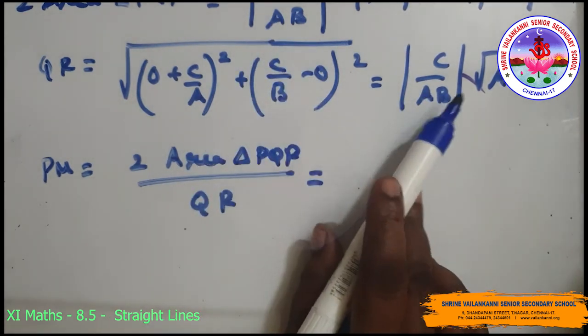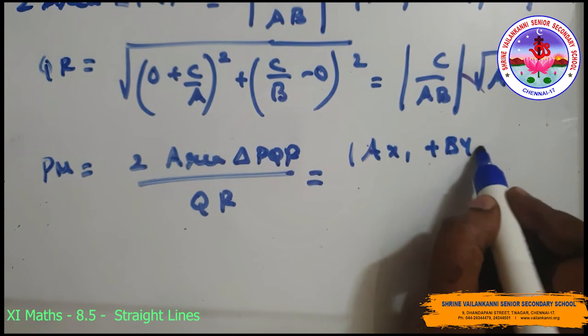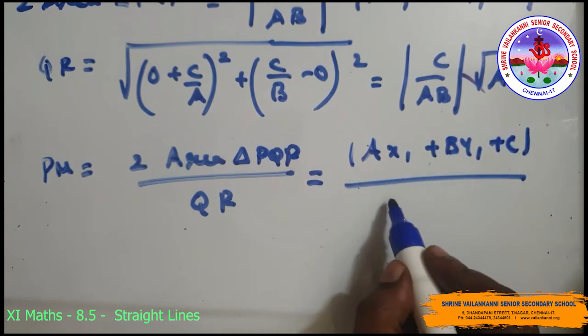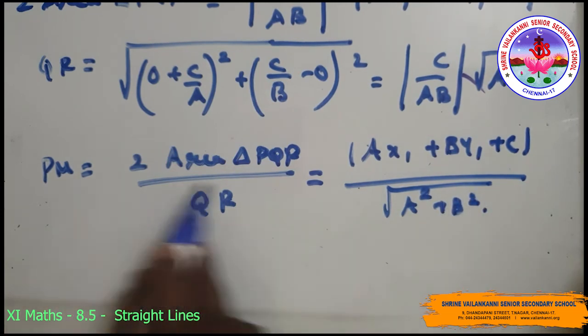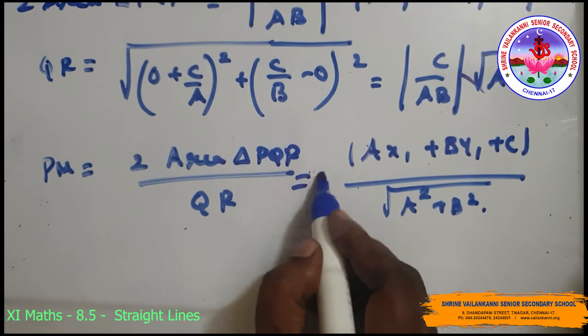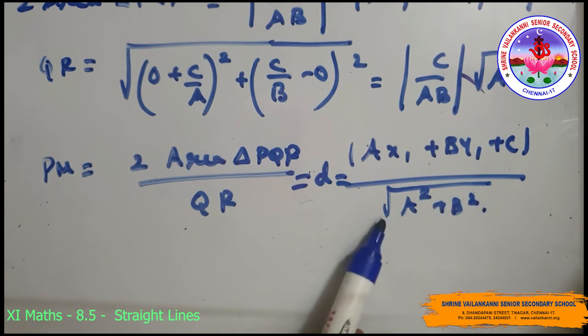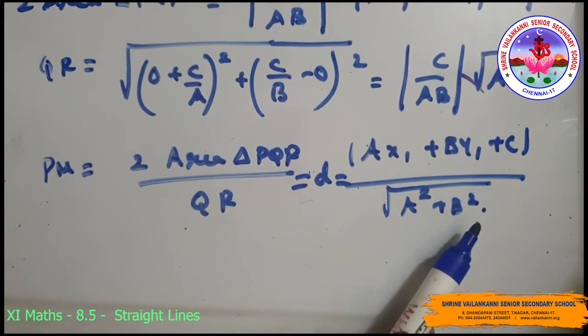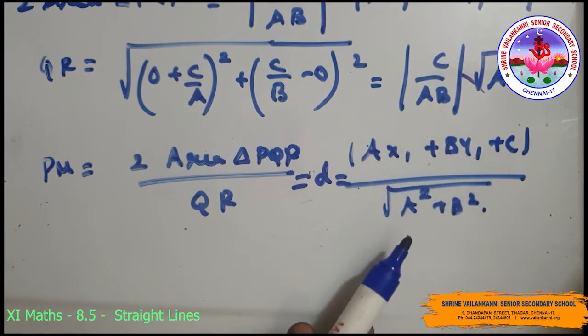So c by ab by c by ab will get cancelled. So modulus of ax1 plus by1 plus c divided by root of a square plus b square. So PM, that is d, is equal to modulus of ax1 plus by1 plus c upon root of a square plus b square. Thus the perpendicular distance of a line ax plus by plus c equal to 0 from a point (x1, y1) is given by modulus of ax1 plus by1 plus c upon root of a square plus b square.